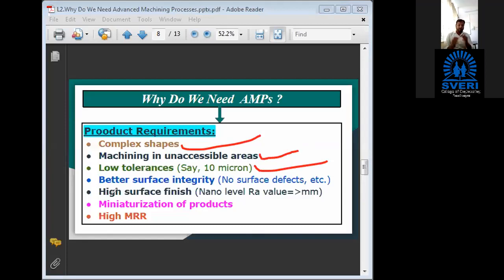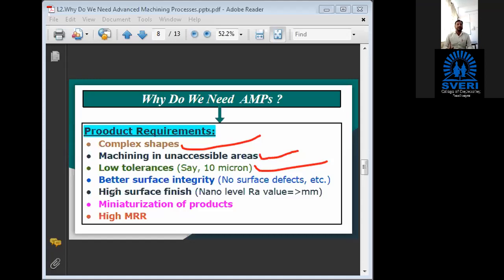Now I will talk about another product requirement: better surface integrity. Sometimes you need better surface integrity. Here it is very important to understand what is meant by surface integrity. Whatever surface you get after machining should not have any defects: micro cracks should not be there on the surface of your component or product, there should not be poor surface finish, and there should not be any heat affected zone.